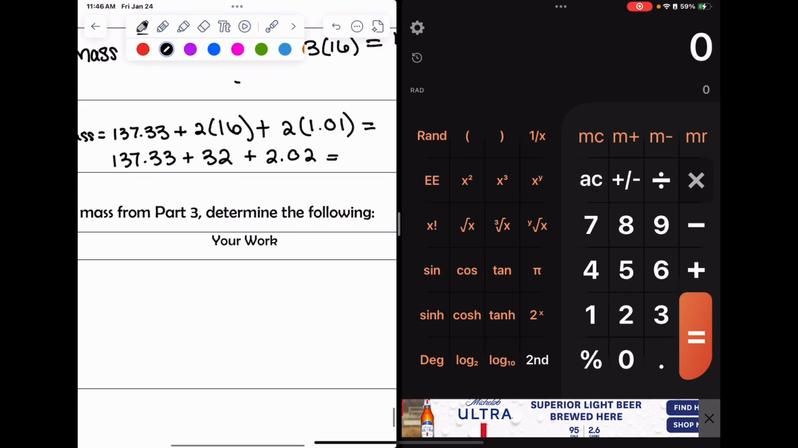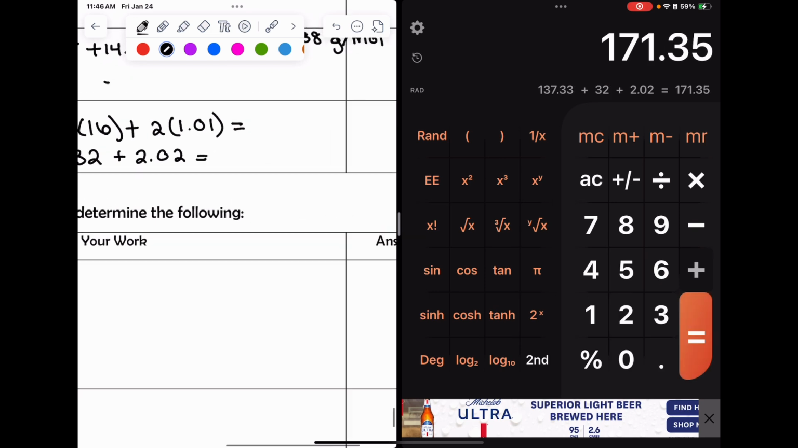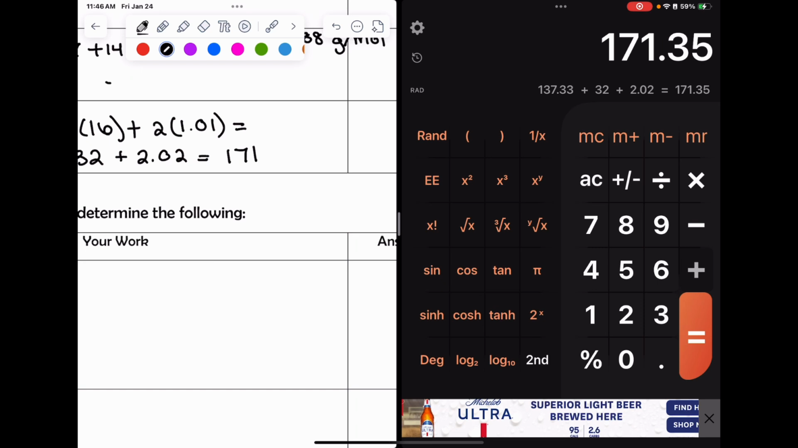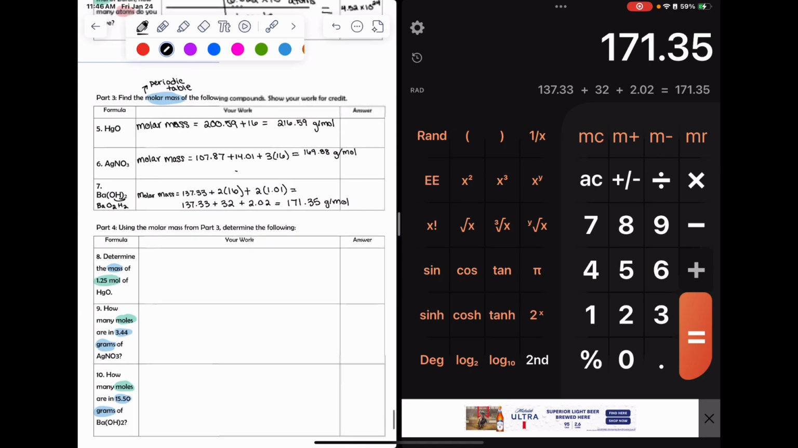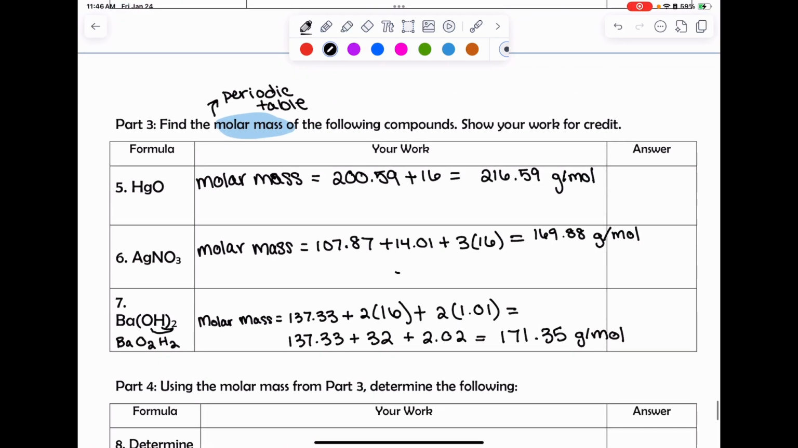Now let's add these together. 137.33 plus 32 plus 2.02. That gives us a total of 171.35 grams per mole. So there are all of our molar masses on part 3 for HgO, AgNO3, and Ba(OH)2. So here are our answers on this side. I'm going to highlight them in yellow so you can see them better.